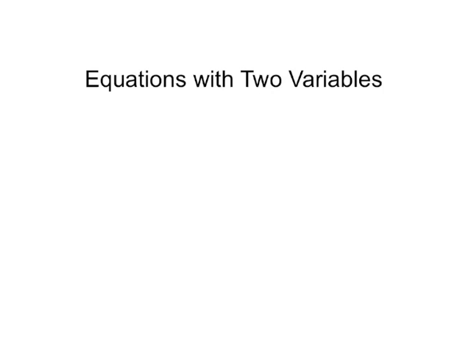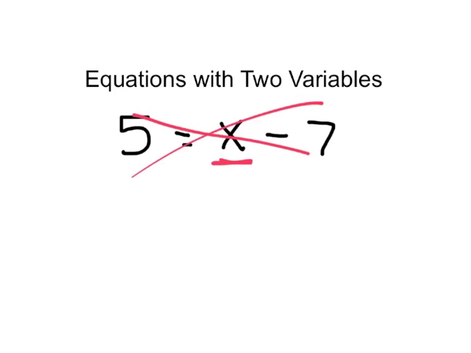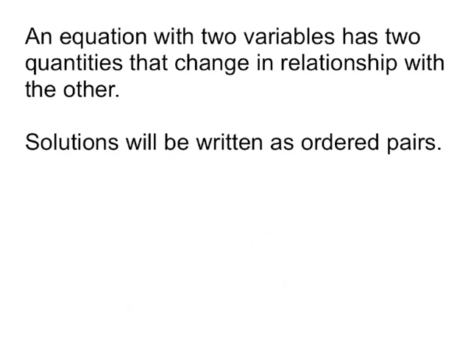Equations with two variables. We've had equations that look like this, and there would be only one variable. Well, now we're going to do equations with two variables that are going to look something like maybe this. An equation with two variables has two quantities that change in relationship with the other. Solutions are going to be written as ordered pairs. And remember that ordered pairs is another word or another phrase for point.